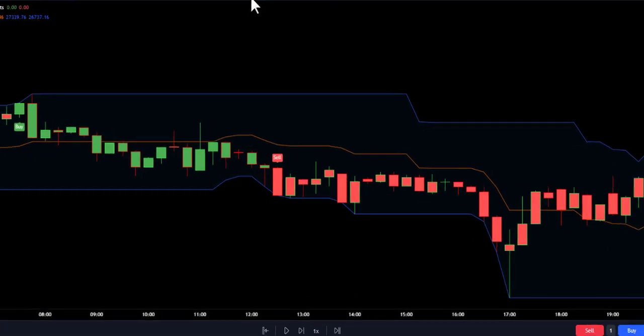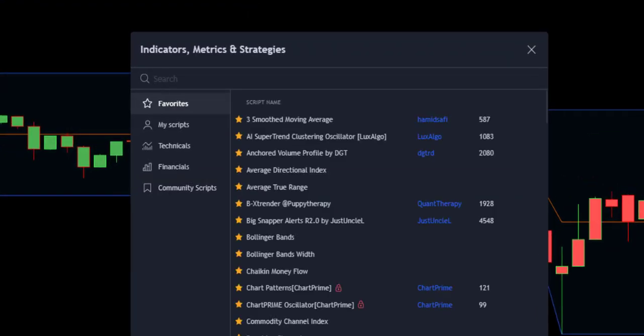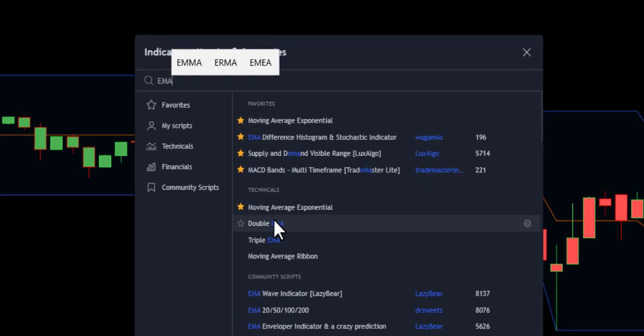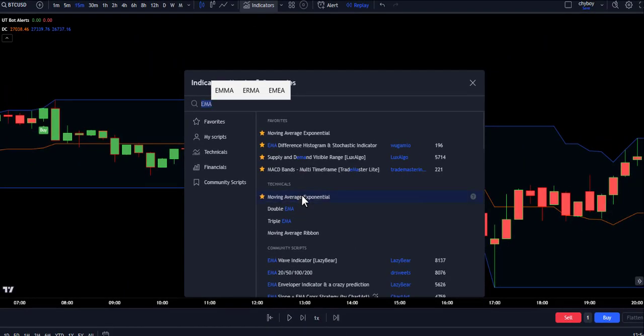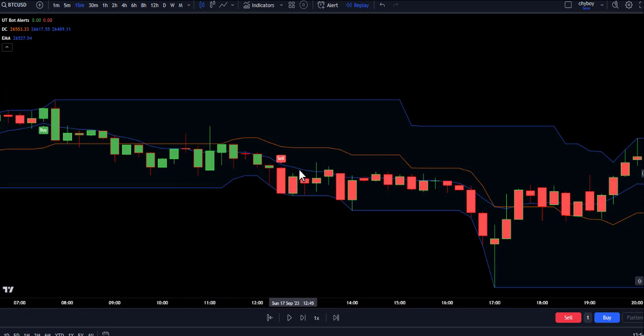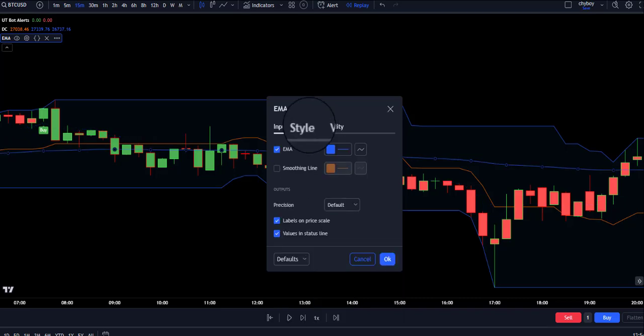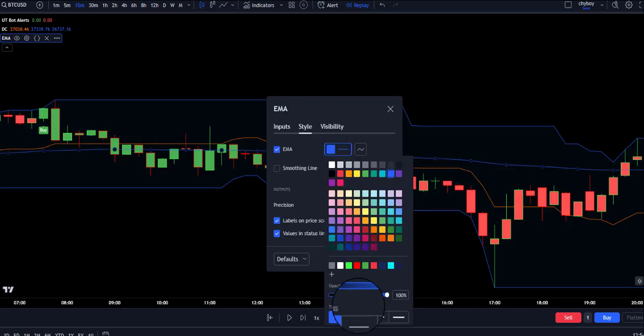Then we go over to the indicator search bar. There we search for EMA. Select the exponential moving average. Before we discuss more on how this indicator works, let's set it to fit the strategy that we are discussing. Then we go to the indicator settings, on the input setting, set the length to 100 and change the method to EMA, and go over to style setting and increase the EMA line thickness and press OK.